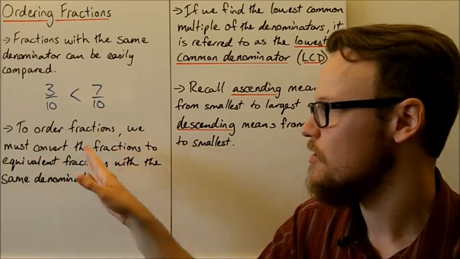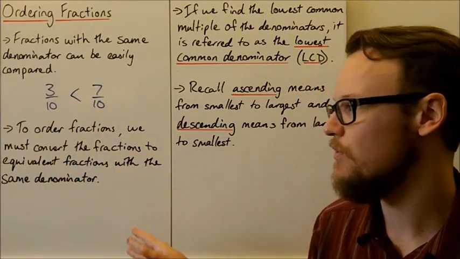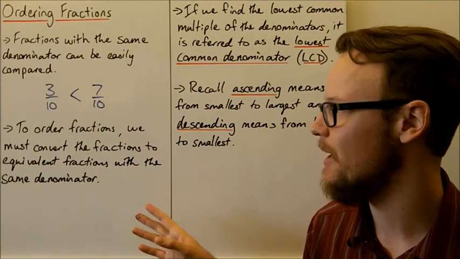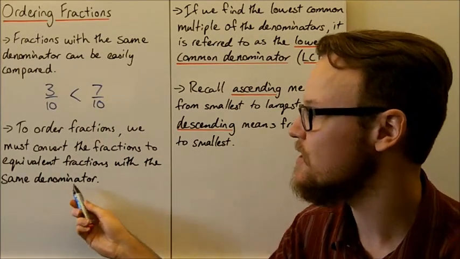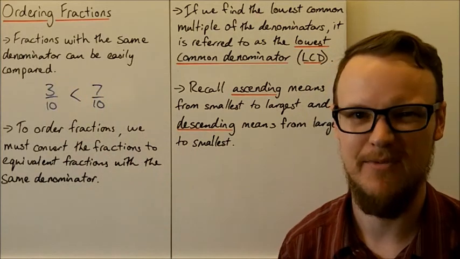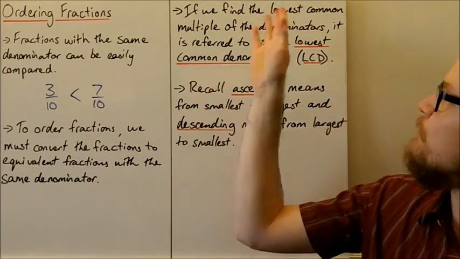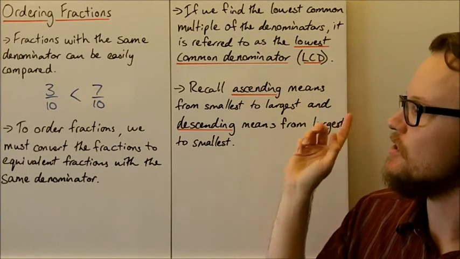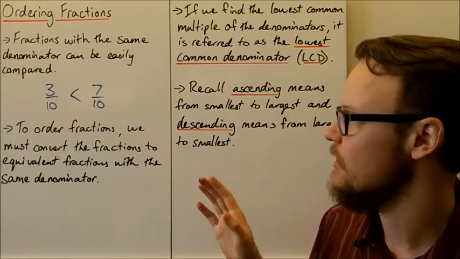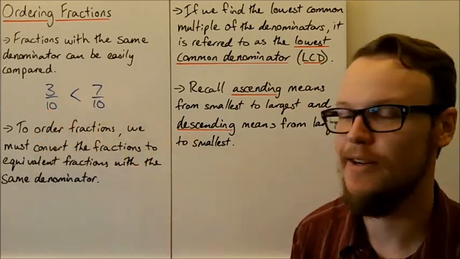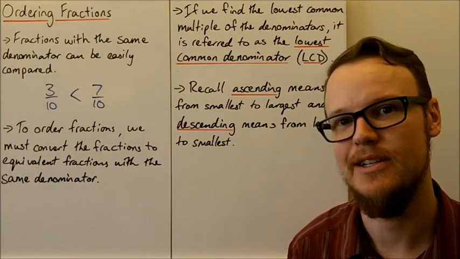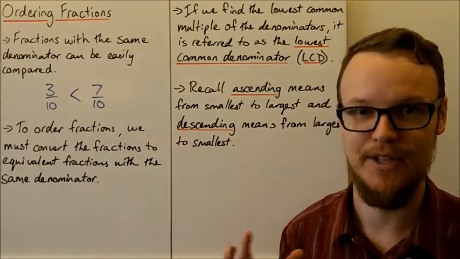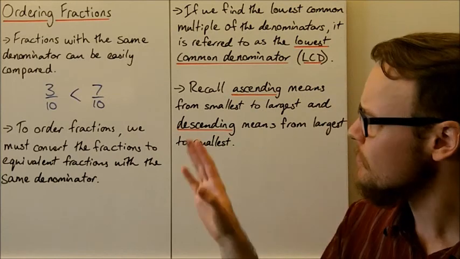To order fractions, we must convert the fractions to equivalent fractions with the same denominator. Because if they have the same denominator, then we can compare them very easily. If we find the lowest common multiple of the denominators, it's referred to as the lowest common denominator. So that would mean that the denominator we have for both of the fractions is the lowest value that's common to both of them.